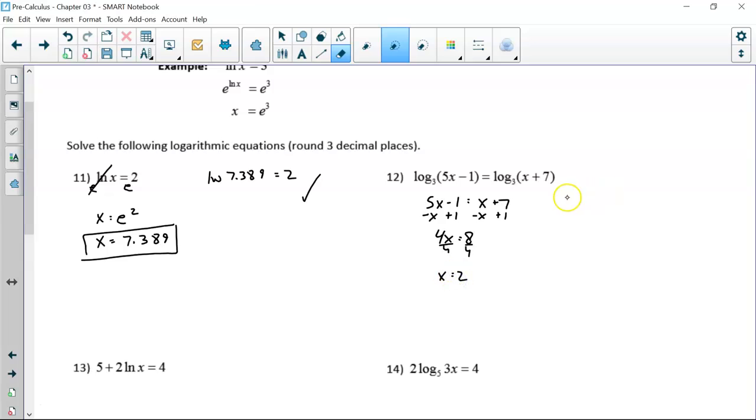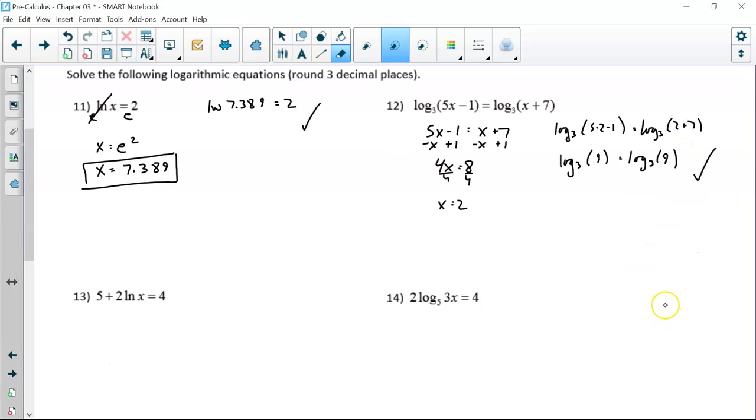Let's make sure we're checking these. The log base 3 of 5 times 2 minus 1 equals the log base 3 of 2 plus 7. So it gives us log base 3 of 9 equals the log base 3 of 9. They're equivalent, we're good. And let's do one last problem.